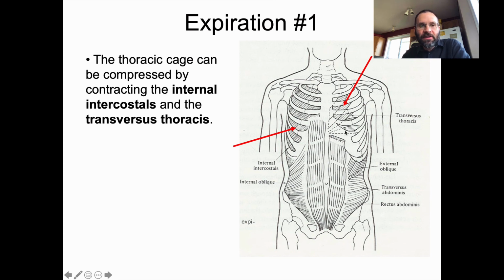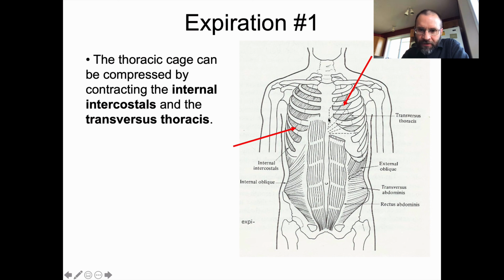The thoracic cage itself can be compressed by contracting the internal intercostals and the transversus thoracis. Let's start out with those. Maybe the easiest one to understand are the internal intercostals. These are going to do the exact opposite of what the external intercostals did. They fill in the gaps between your ribs on the inside of the rib cage. So if you contract there, it's going to pull the rib cage back towards the middle of your body. And it's also going to counteract exactly everything that the external intercostals did, lifting everything back in rather than pulling it back out.